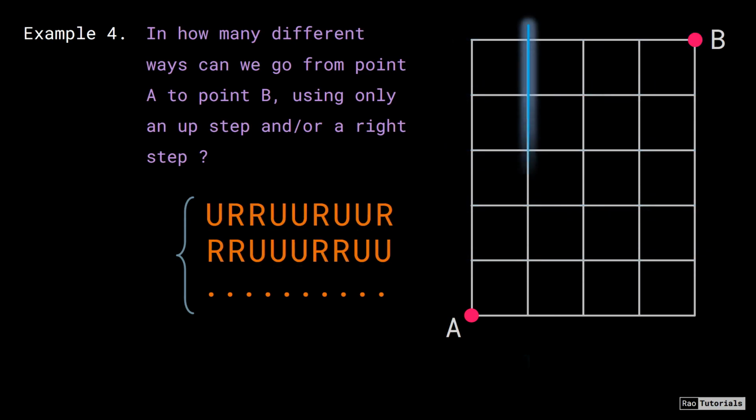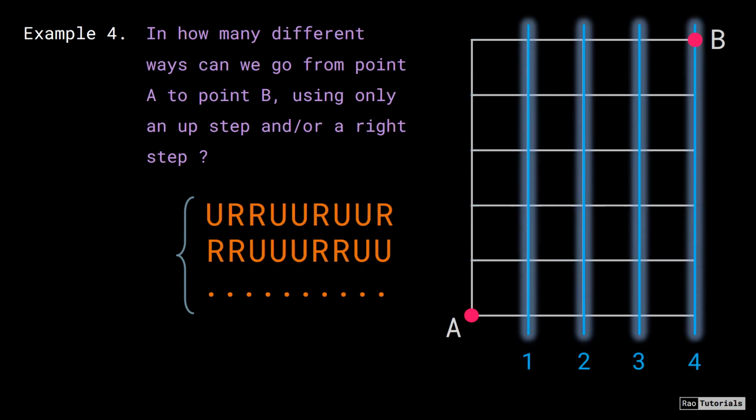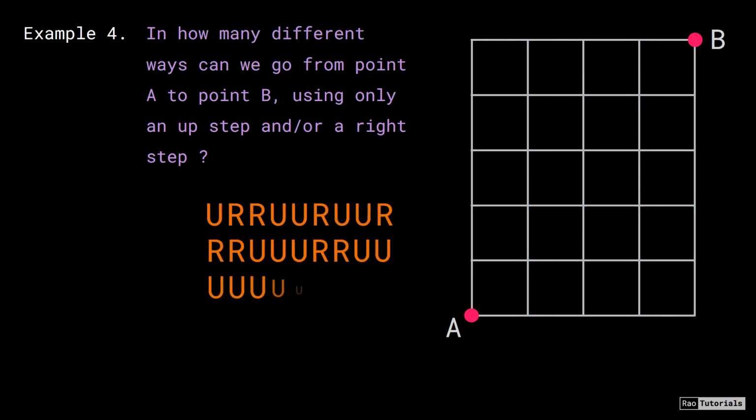Also, B is 4 steps to the right of A, so we have to take exactly 4 right steps in any order to reach B. This means as long as we take 5 up steps and 4 right steps in any order, we can always reach B from A.